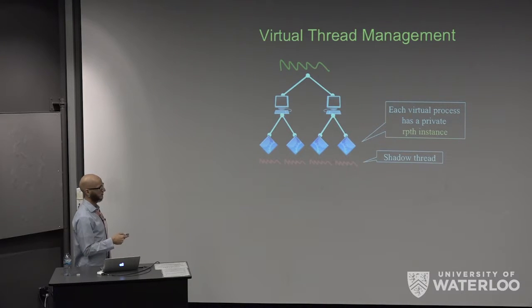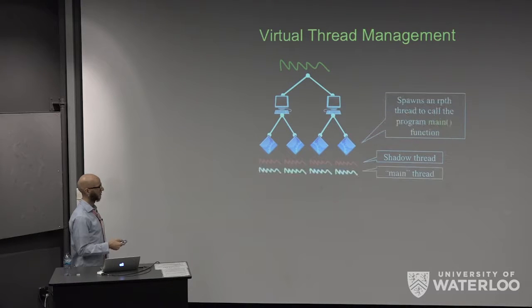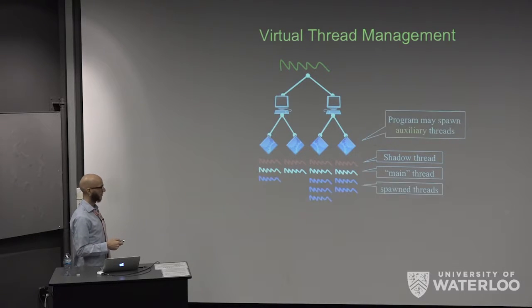Each virtual process, when it's created, instantiates its own instance of this rpth library. And the rpth library starts with a single thread, the shadow thread. From rpth's perspective, whenever Shadow is running internally, it is running inside of that rpth shadow thread. Then we spawn a main thread inside of this rpth library, and that will be used to call the main function of the program that was loaded. And then if that program spawns its own threads using the pthread libraries, we create, for each of those, a separate rpth virtual thread.